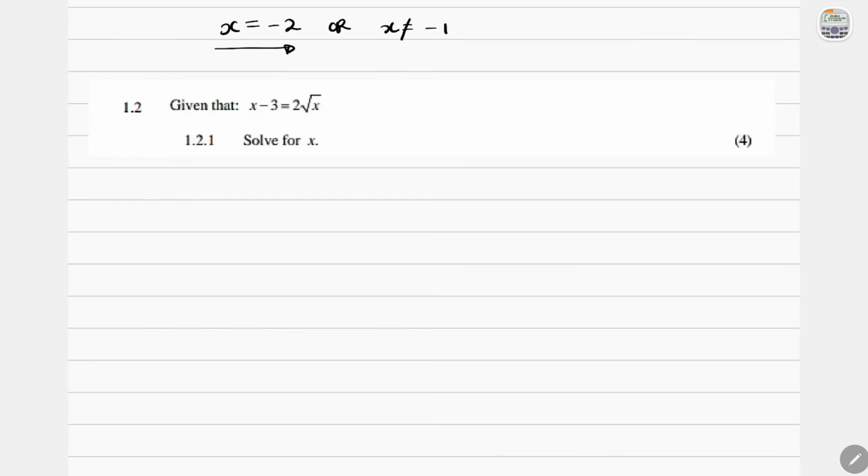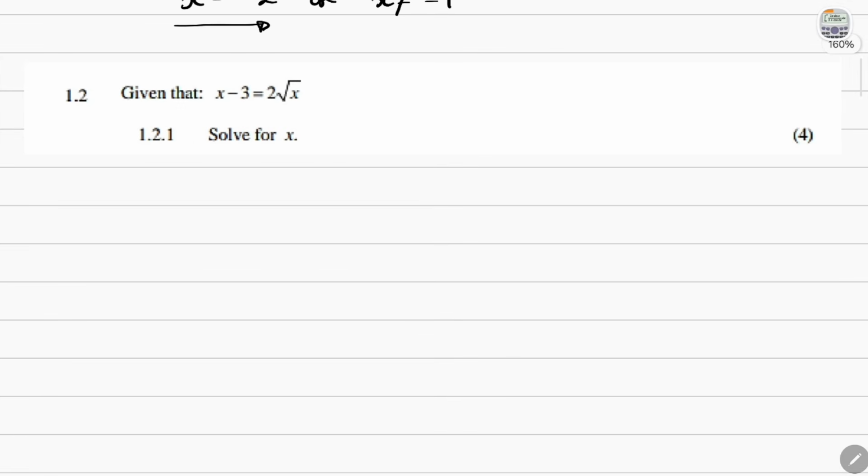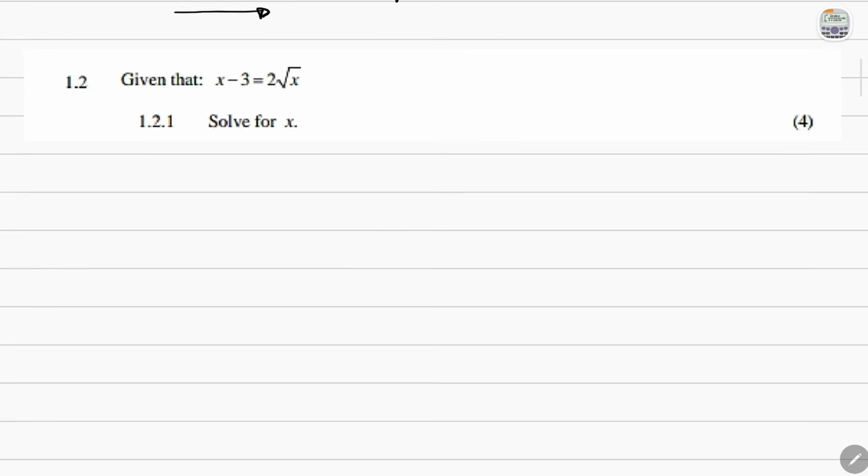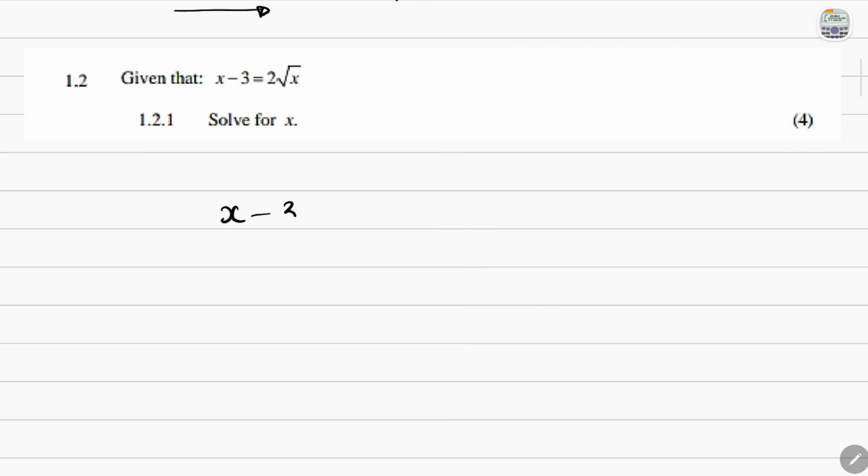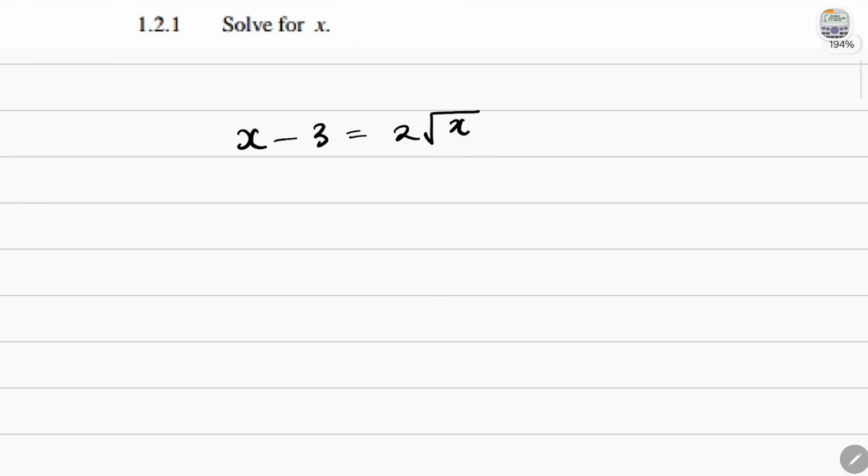Question 1.2 says given, and we have been given an equation with a surd, we need to solve for x. So x minus 3 equals 2 root x. The rule with equations with surds is you need to isolate the surd. But you see in this case that the surd has already been isolated. So we can simply move on to the next step, which is to get rid of that surd. It's a square root. The only way to get rid of it is to square. But what you do on the one side, you must do on the other side.